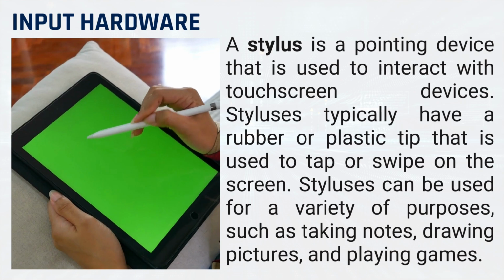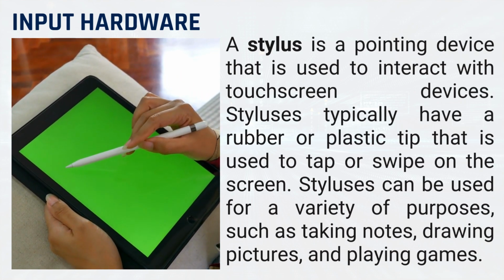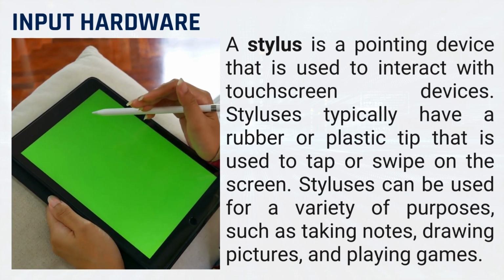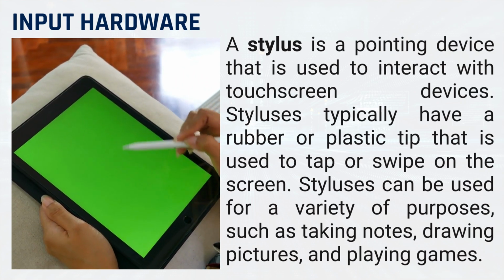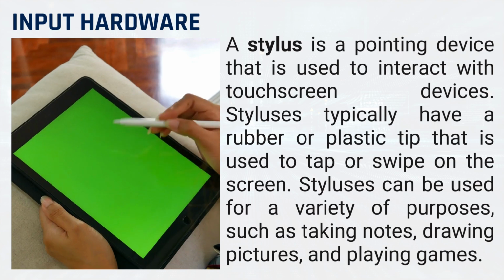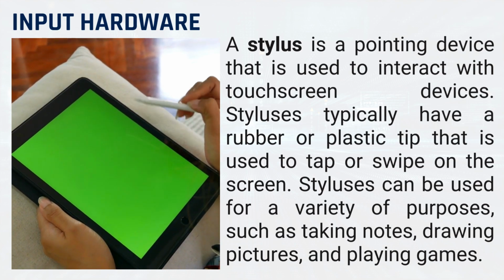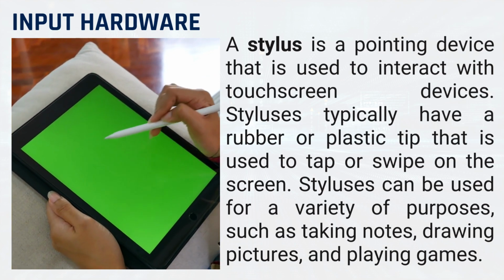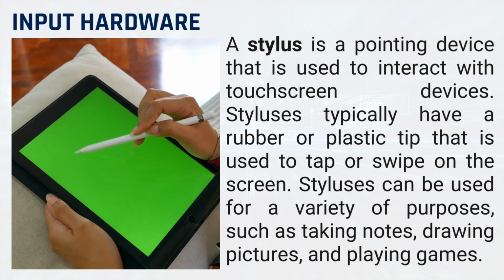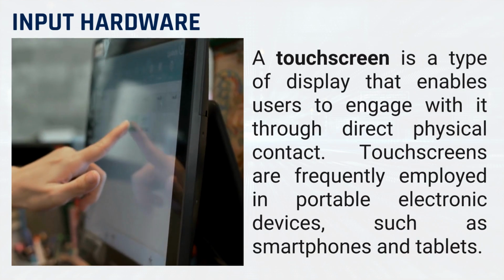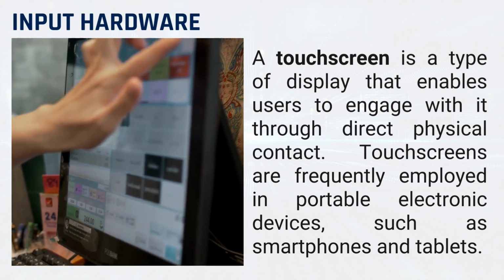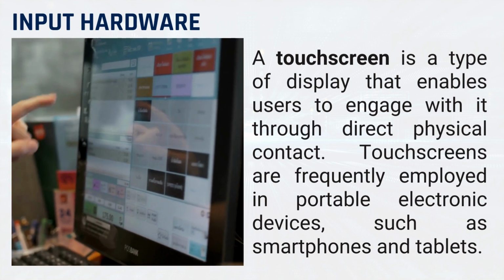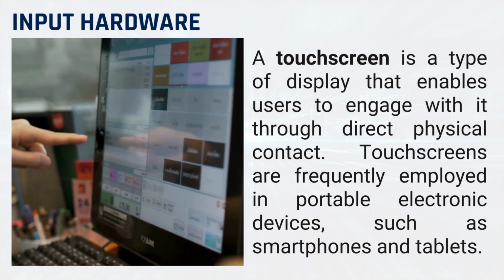A stylus is a pointing device that is used to interact with touchscreen devices. Styluses typically have a rubber or plastic tip that is used to tap or swipe on the screen. Styluses can be used for a variety of purposes, such as taking notes, drawing pictures, and playing games. A touchscreen is a type of display that enables users to engage with it through direct physical contact. Touchscreens are frequently employed in portable electronic devices, such as smartphones and tablets.